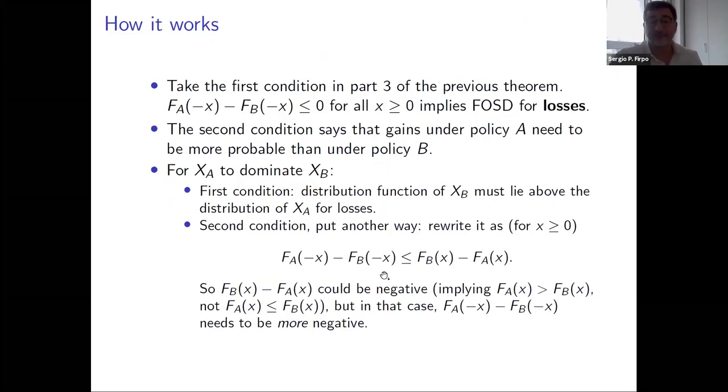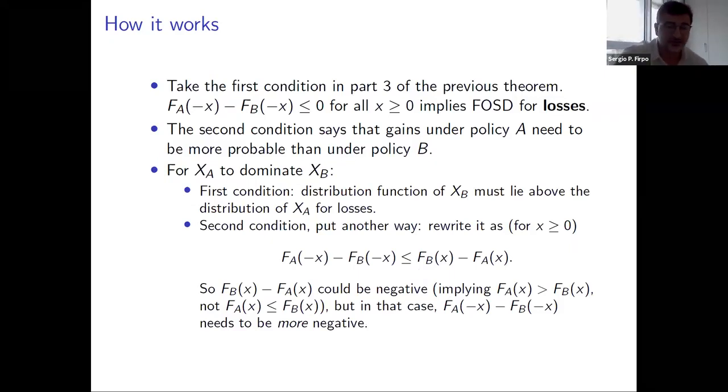That's the interesting thing. If you have an empirical distribution of FA and an empirical distribution of FB, you can test this for all X, right? Some type of Kolmogorov-Smirnov type of test statistics would allow us to do this, right? And that's exactly what we do.